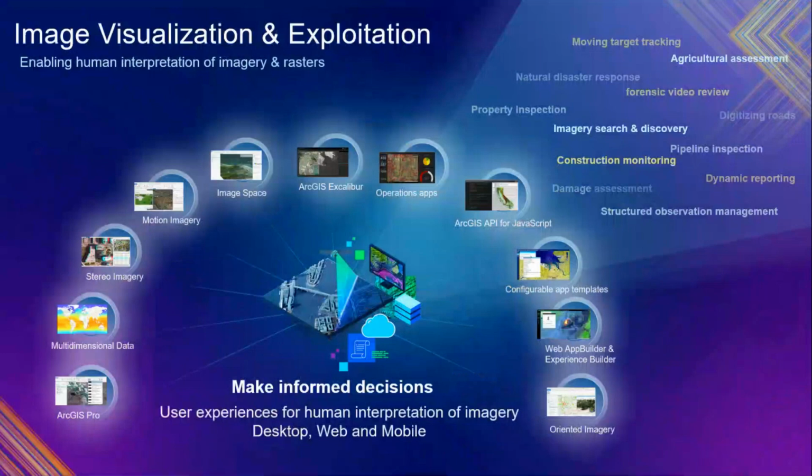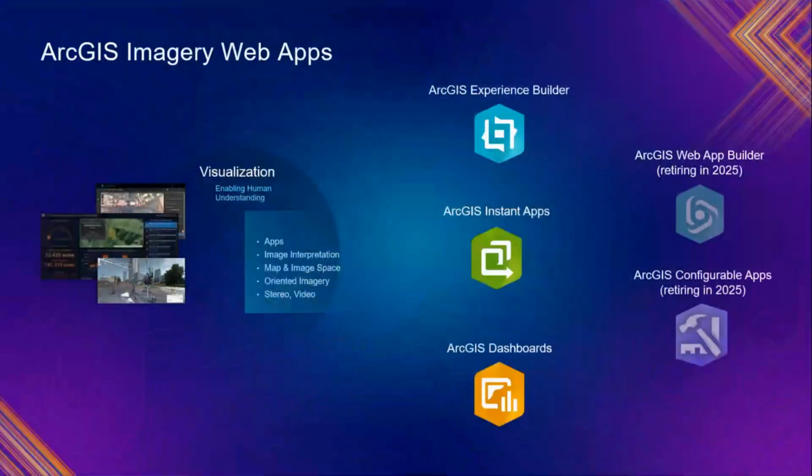There are other applications, web applications that can be written in multiple ways using, for example, the JavaScript API. There are configurable templates, web app builders, and experience builders, as well as oriented imagery. So these are a multitude of different ways that imagery can be made accessible to users to make informed decisions. So it's really the human interpretation of imagery in desktop, web, and mobile applications.